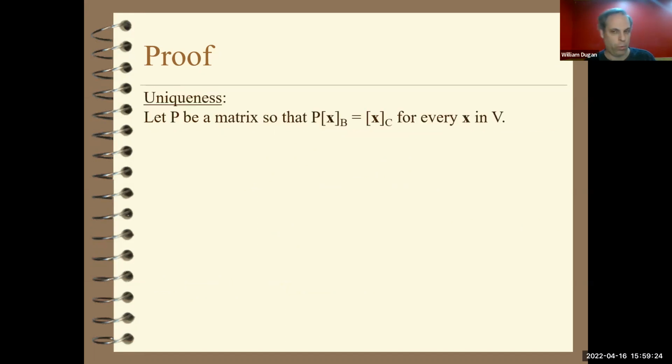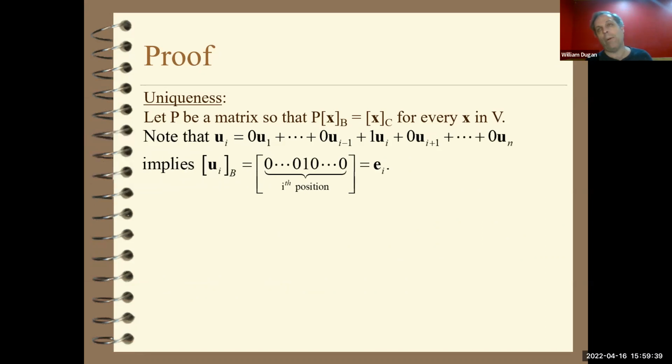Now we want to know, is this the only one? Is there only one matrix that does that? So let's pretend we have some other matrix out there that converts every single vector's coordinates relative to B to the coordinates relative to C. Let's see if we can figure out what that matrix has to look like. Well, take any vector in the basis B and expand it in terms of the basis B, as I did here for you. Notice that it's a linear combination where all the coordinates are 0, except for the one coordinate in front of ui, which is a 1. This means the coordinates of ui relative to the basis B is actually just ei.